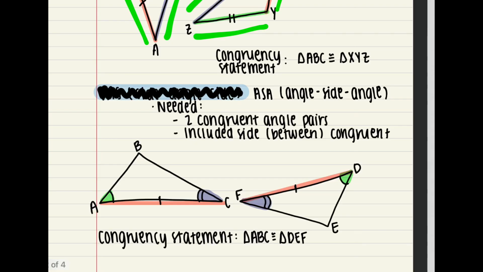The next one we have is angle, side, angle. And in this you need 2 congruent angle pairs and the included side between them congruent. So they're labeled below. Angle A is equal to angle D. Angle C is equal to angle F. And then that side between them is congruent as well.